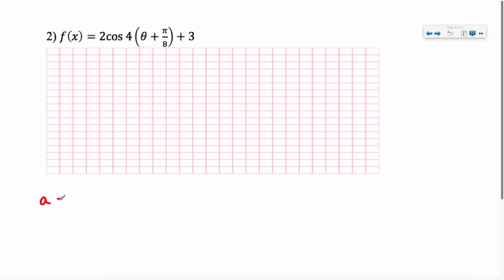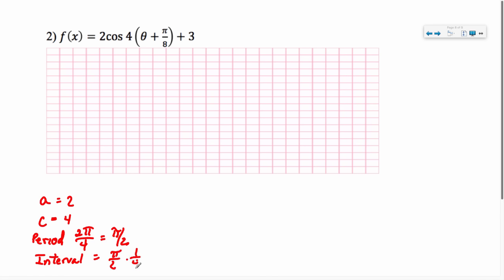Let's try another graph. The amplitude is going to be 2. Cycles is 4. Period is 2 pi over 4, which is pi over 2. Cool. What else? The interval that I should be graphing is pi over 2 divided by 4, or pi over 2 times 1/4. Okay, it's pi over 8.